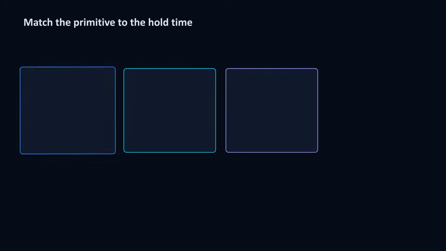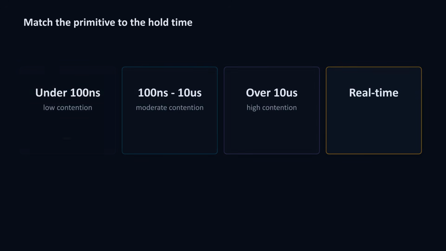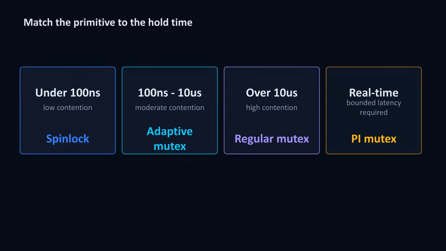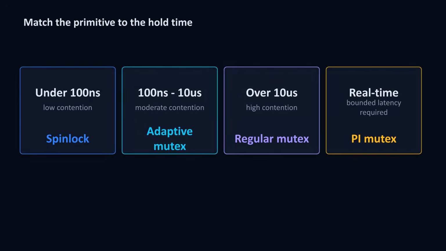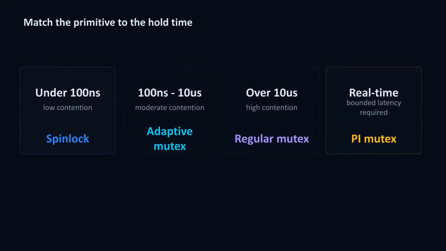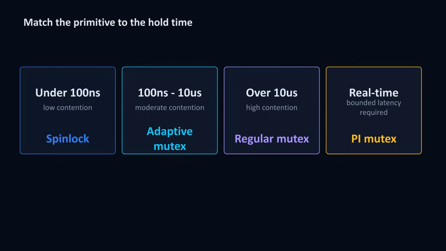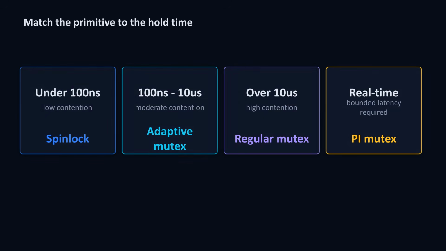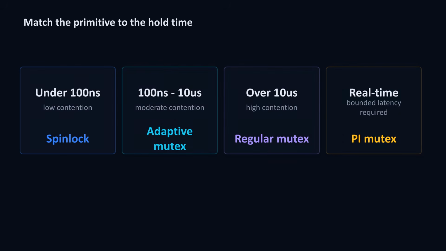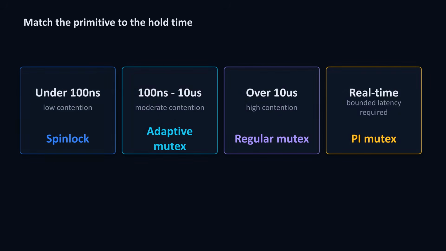Under 100 nanoseconds with low contention, spin. Between 100 nanoseconds and 10 microseconds, use an adaptive mutex that spins briefly, then sleeps, which is exactly what Postgres LWLock does. Over 10 microseconds, let the scheduler do its job with a regular mutex. And for real-time work, use a priority inheritance mutex on a PREEMPT_RT kernel, because spinlocks can't fix priority inversion.